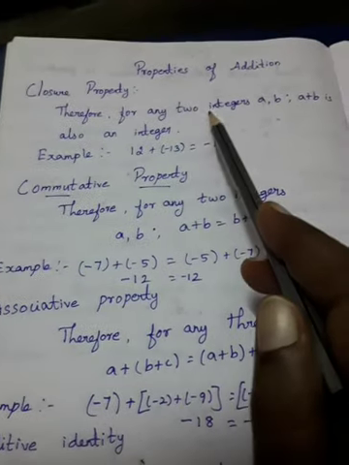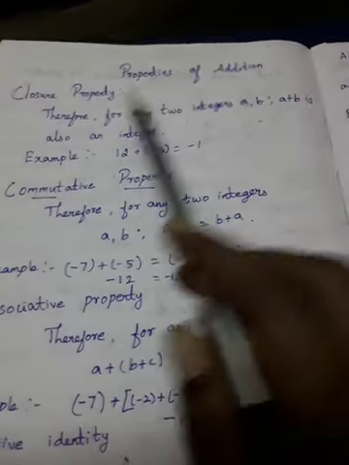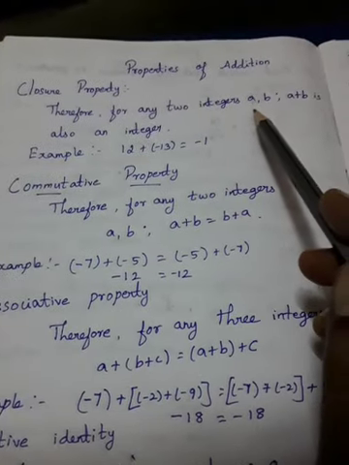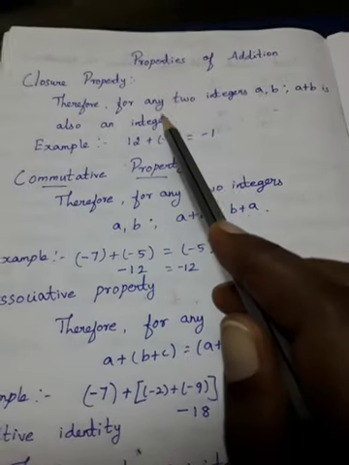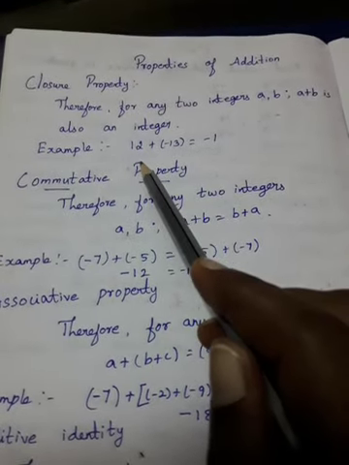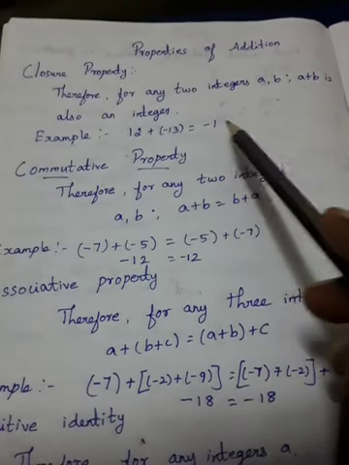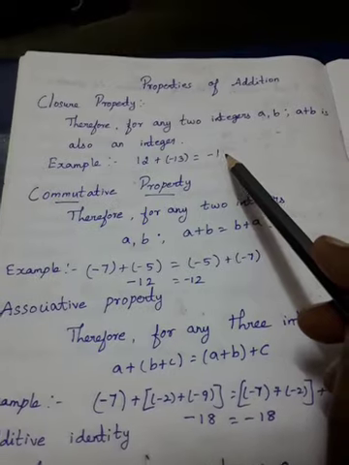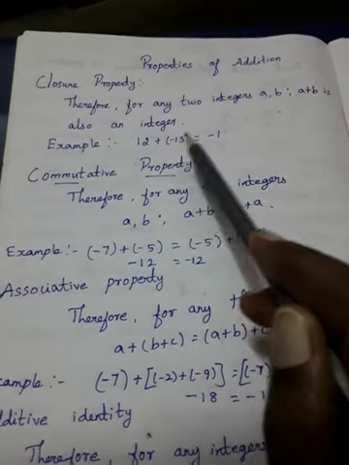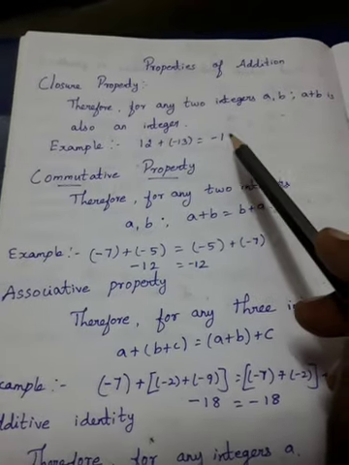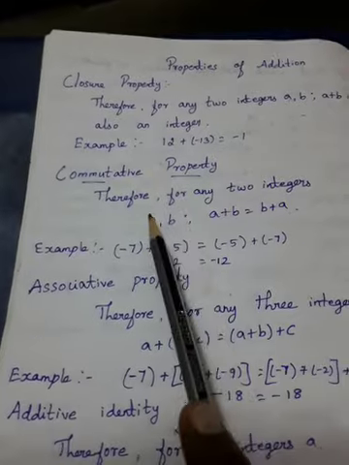For any two integers a, b, a plus b is also an integer. If we add two integers, our answer is also an integer. For example, 12 is an integer, minus 13 is an integer. If we add the two numbers, our answer is minus 1. So minus 1 is also an integer. That is closure property.